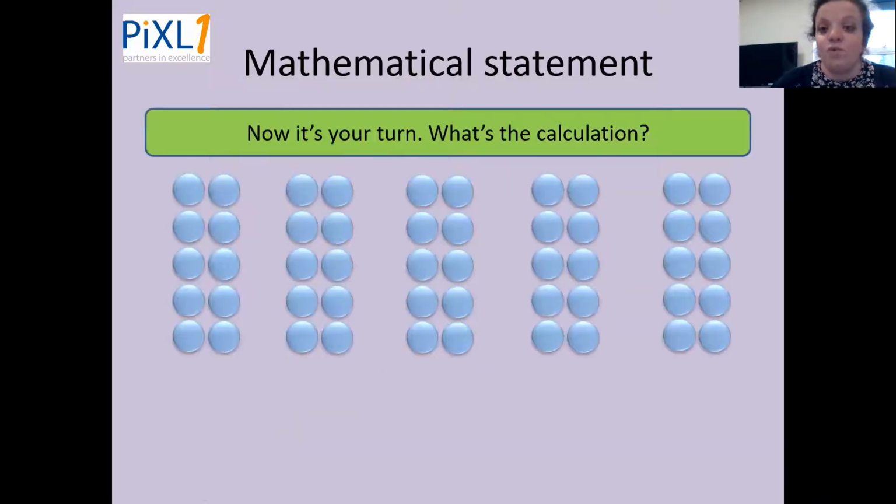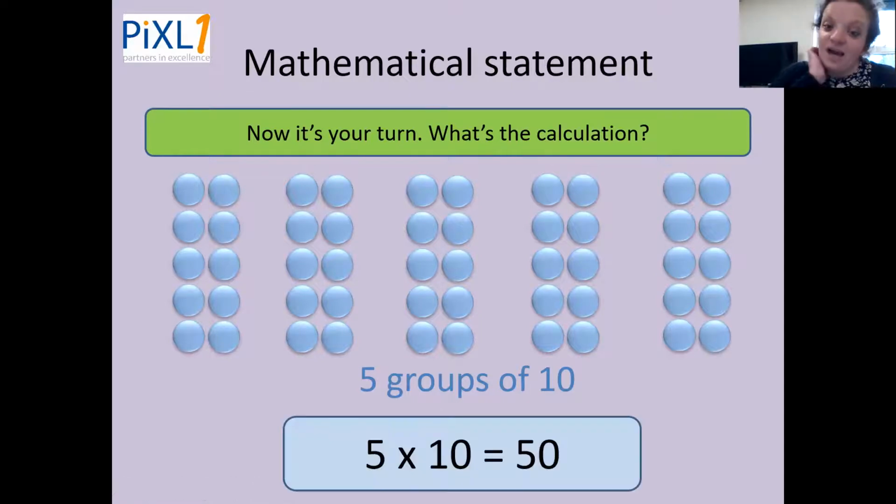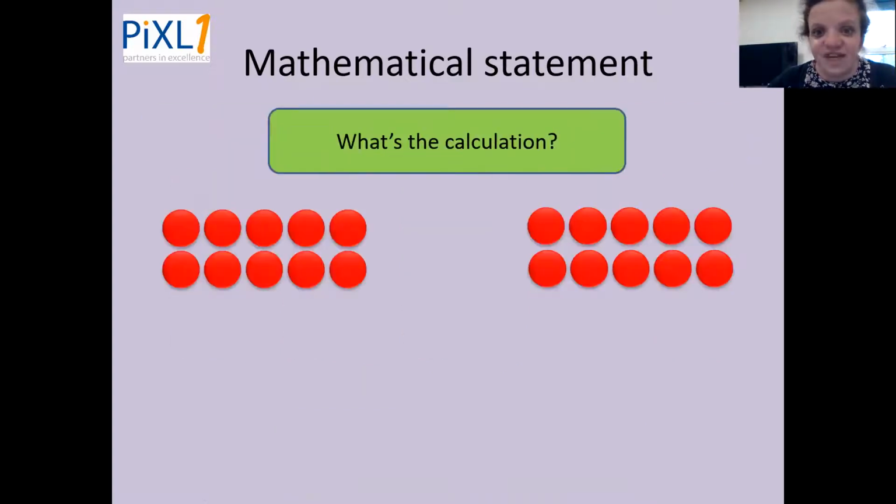Now it's your turn. What will be the calculation for this picture? How many groups have you got? How many are in each group? Pause the screen. Okay, well done. So let's count our groups. We've got 5 of them. 1, 2, 3, 4, 5. And in each of them, we've got 10. So it's 5 groups of 10. And we can write that as 5 times 10. We can take the groups of out and put the times sign. So 5 times 10 is 50.